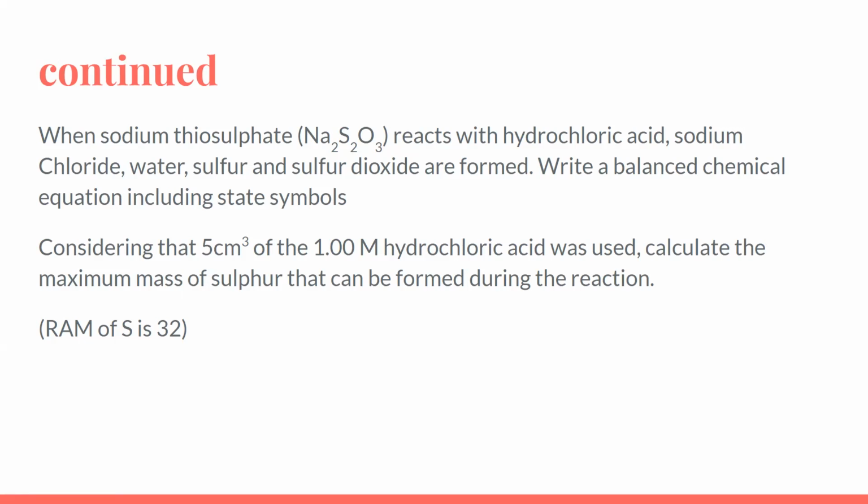Considering that 5 cm cube of, and this is the big M again, right? Considering that 5 cm cube of 1 mole per dm cube hydrochloric acid was used, calculate the maximum mass of sulfur that can be formed during this reaction. So Jonathan, should I not do this? We'll be doing this next class. So what you will have to do is write out the chemical equation, find the moles, look at the sulfur, find the molar ratio, then determine the mass.